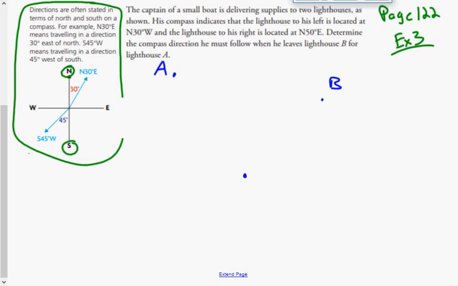His compass indicates that the lighthouse to his left, so this is his left, is located at north 30 degrees west, and the lighthouse on his right is located at north 50 degrees east. Determine the compass direction he must follow when he leaves lighthouse B for lighthouse A. So let's go with what we know here. Wherever you're starting from this boat, this is where it tells you all your information. So with that, I'm going to draw a compass right there.